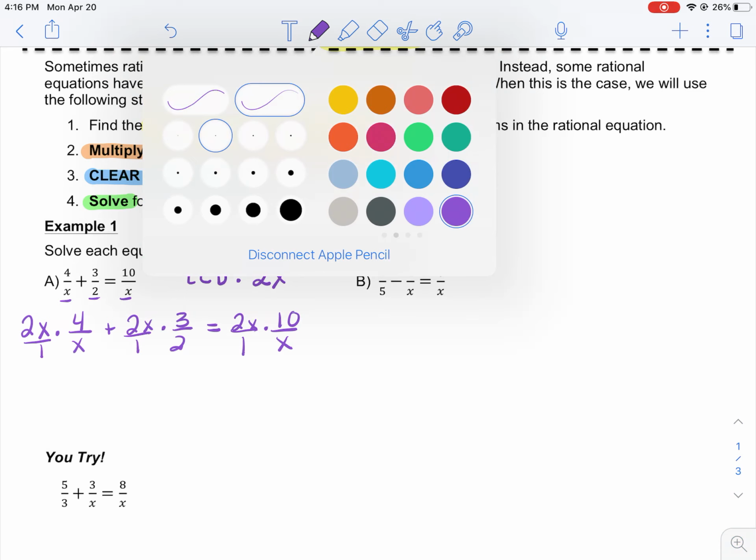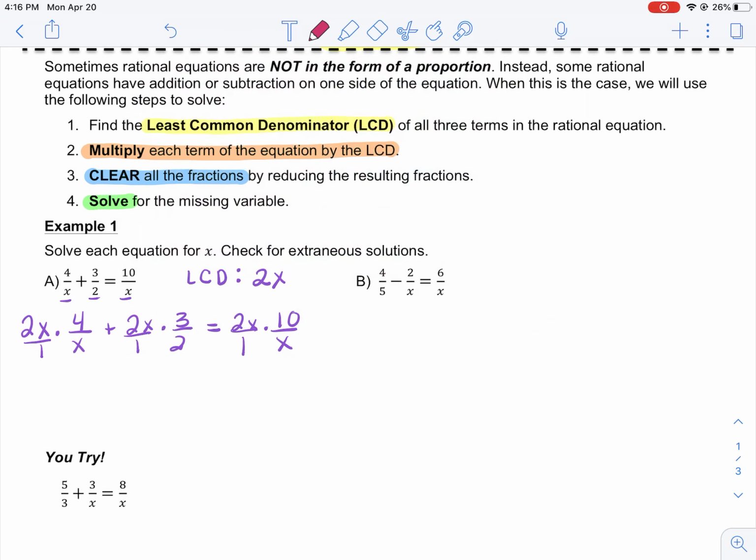Now, the reason we did that, here's where the magic happens. Now, we can cross out any factors that appear in the top and in the bottom. So, for the first set of fractions, we can cross out the x's. For the second pair of fractions, we can cross out the 2's. And then on the right side, we can cross out the x's.